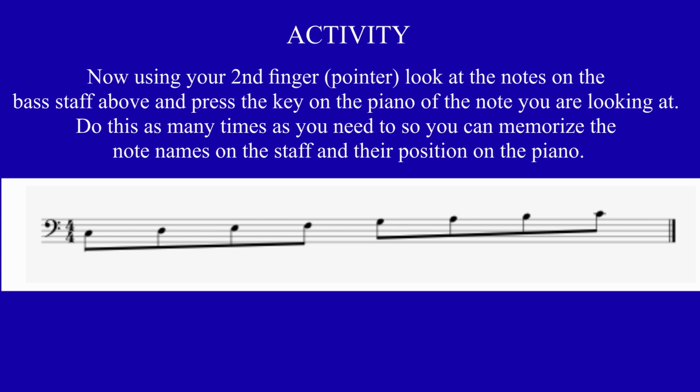Now, using your second finger pointer, look at the notes on the bass staff above and press the key on the piano of the note you are looking at. Do this as many times as you need to, so you can memorize the note names on the staff and their position on the piano.